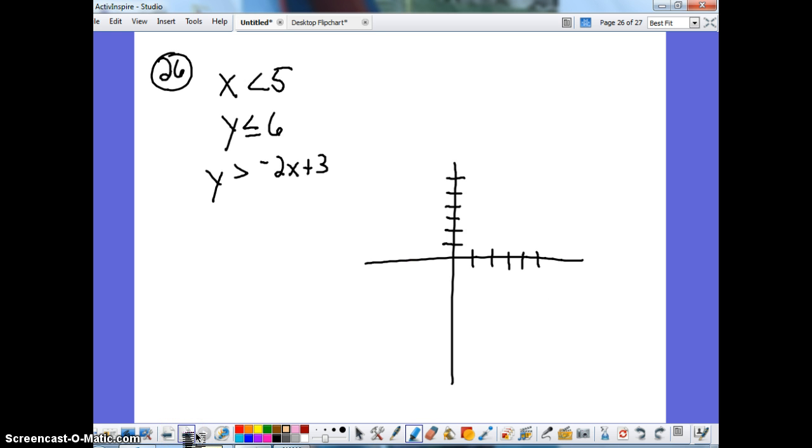26, very similar to number 25. I'm going to start off with the x is less than 5. I do notice right away that that is less than, so it's going to be a dotted line at the 5. So here's the x equal to 5. Just like last time, it's going to look very, very similar. Less than is going to be to the left here. So I'm going to shade that in.